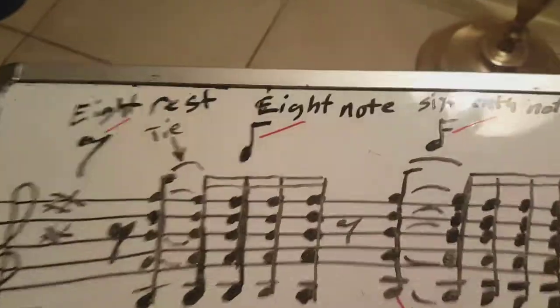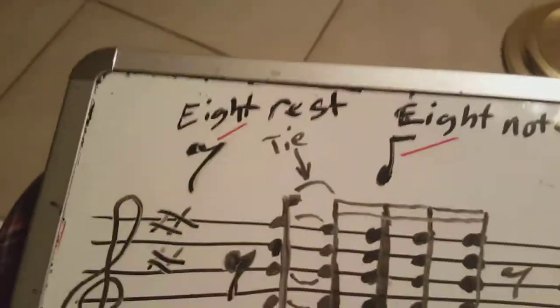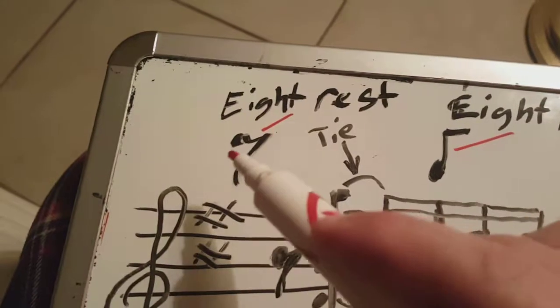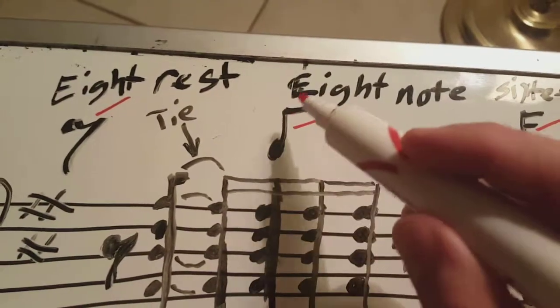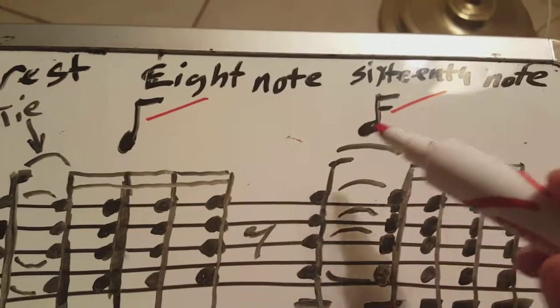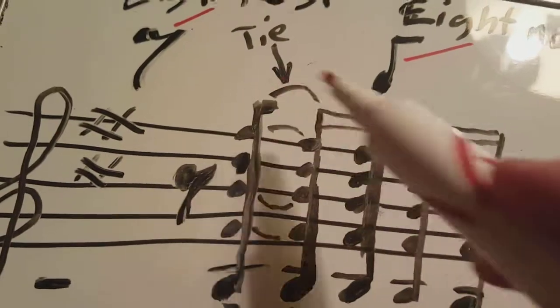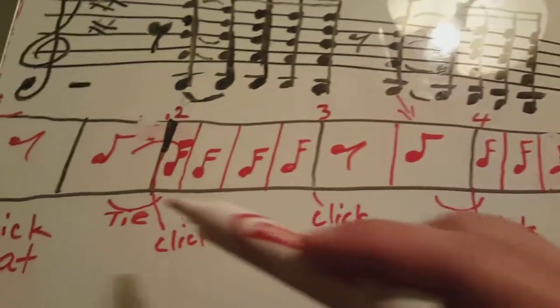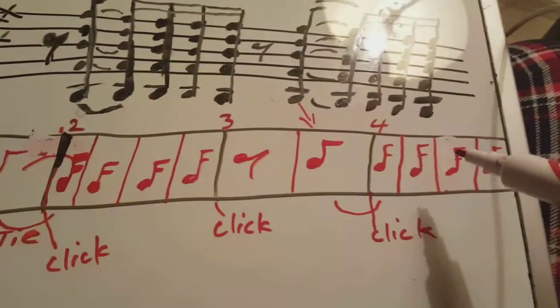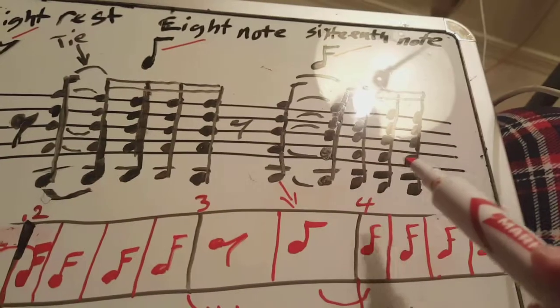Okay, so I wrote this out. This represents an eighth rest. This is an eighth note. This is a 16th note. And this is a tie, which I'll get into. So I broke it down into a visual on how this is played out. This right here.